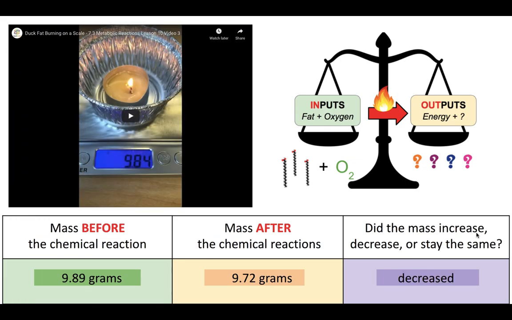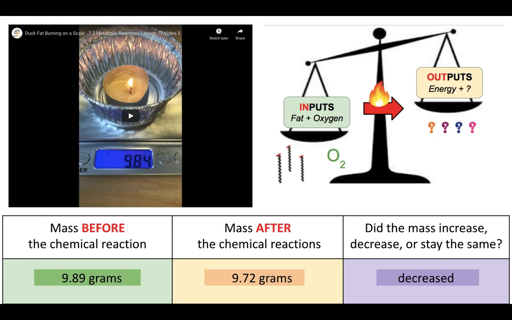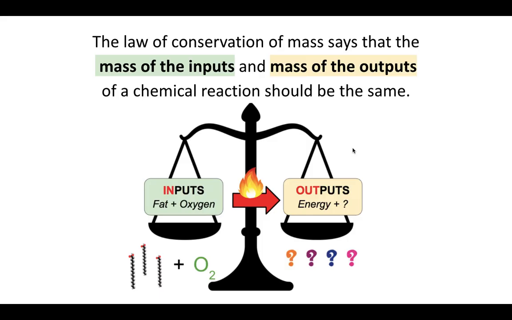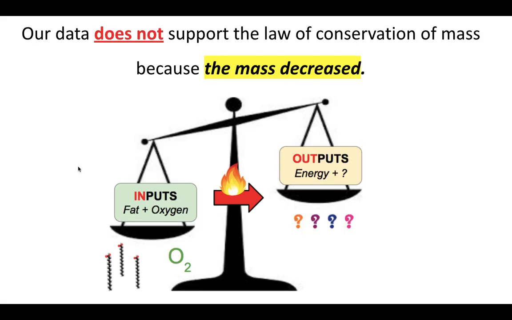The mass decreased. Now this is a problem, because the law of conservation of mass says that the mass of the inputs and the mass of the outputs in a chemical reaction should be the same. Our data does not support the law of conservation of mass because the mass decreased.